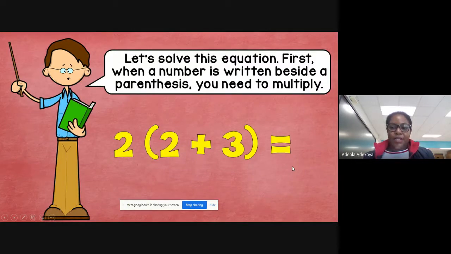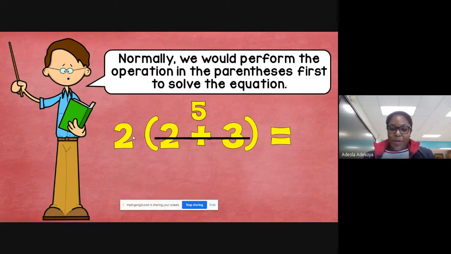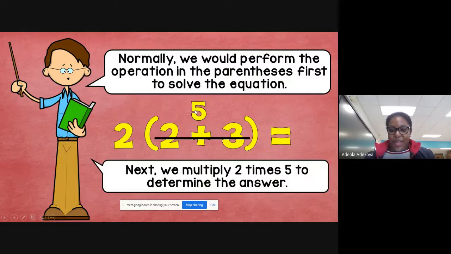All right, so let's go ahead and solve this equation. First, a number that's written beside the parentheses, we need to multiply. So if you just see a number by itself beside a parenthesis, it means that we need to multiply that number by the numbers within the parentheses. There are 2 ways to go about this. We can add up the numbers first in the parentheses, like we've done here, which will give us 5. And then we can multiply the 2 by 5, and that will give us 10. That's one way we can do it.